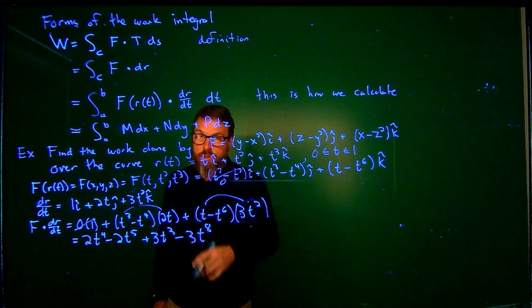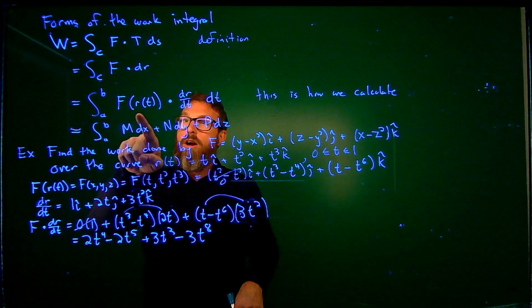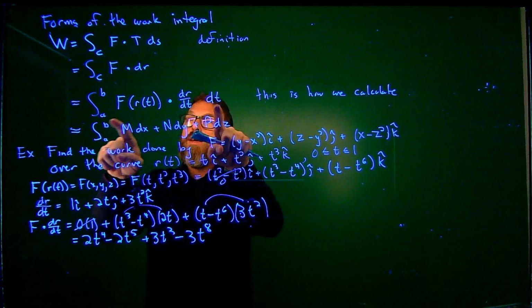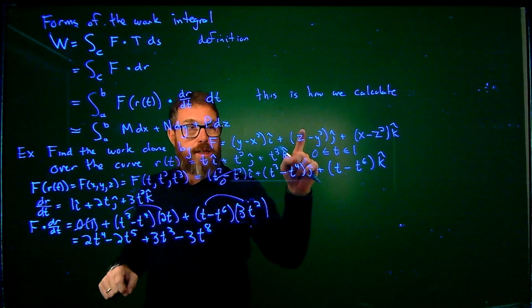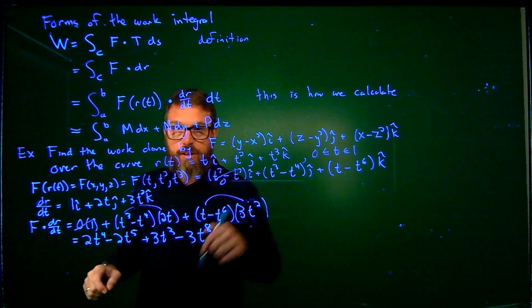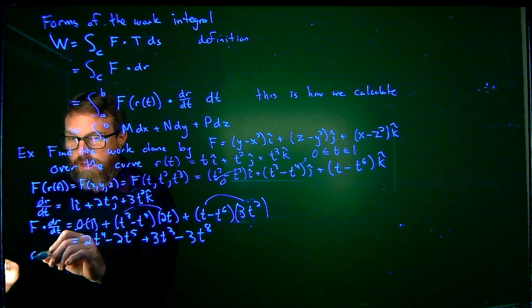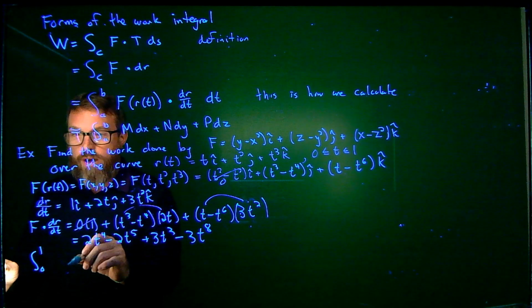Holy cow, we're almost done. So now I have f dot dr. I have to now integrate this from a to b, and a and b are going to be 0 and 1 respectively. So now we are going to integrate from 0 to 1 of f dot dr.